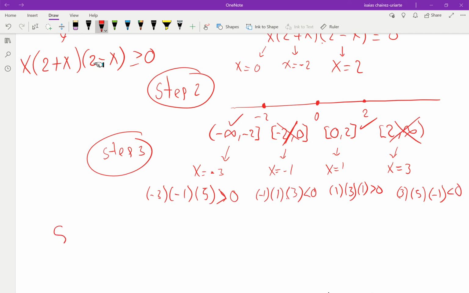So I think I have found my solution set. My solution set is -infinity to -2 with a bracket, union 0 to 2 inclusive.